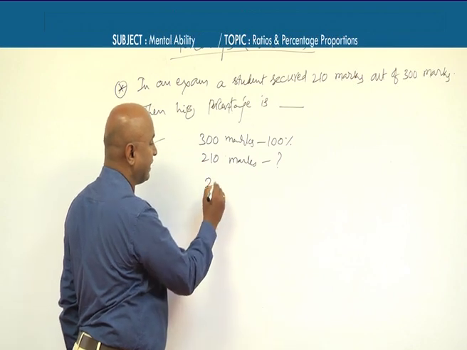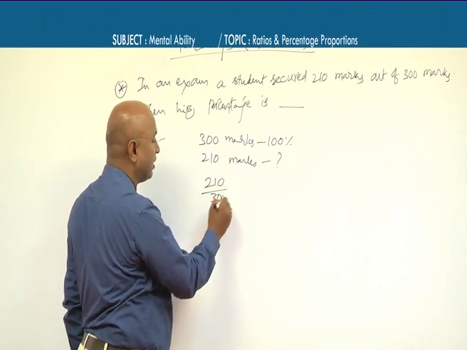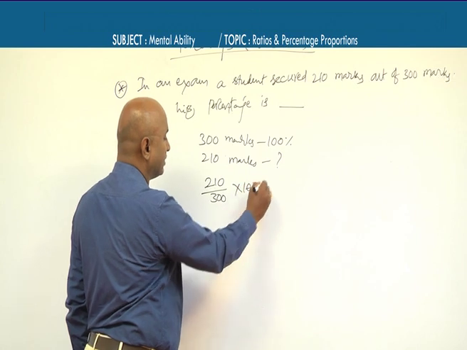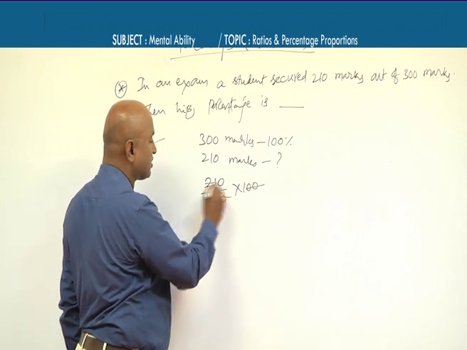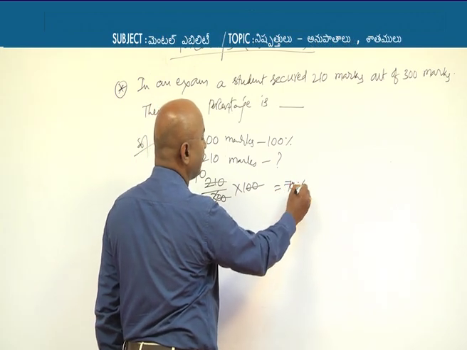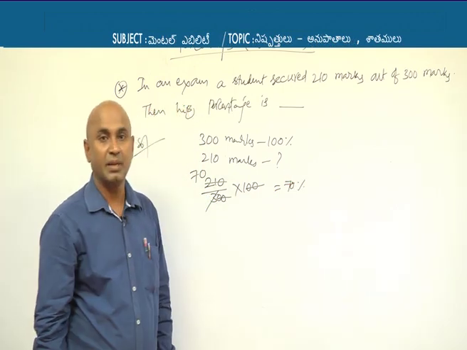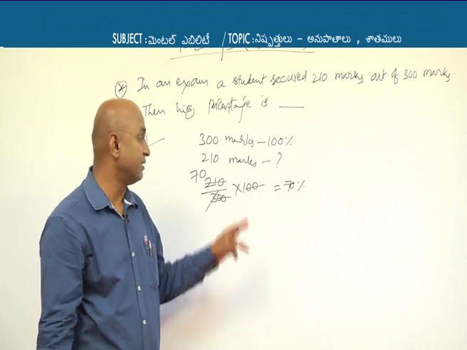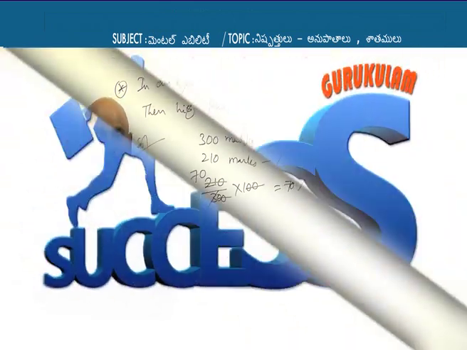210 by 300 into 100. Cancel zeros, 3 1s are 3, 3 7s are 21, 0. That is equal to 70%. The percentage of the candidate is 70%.